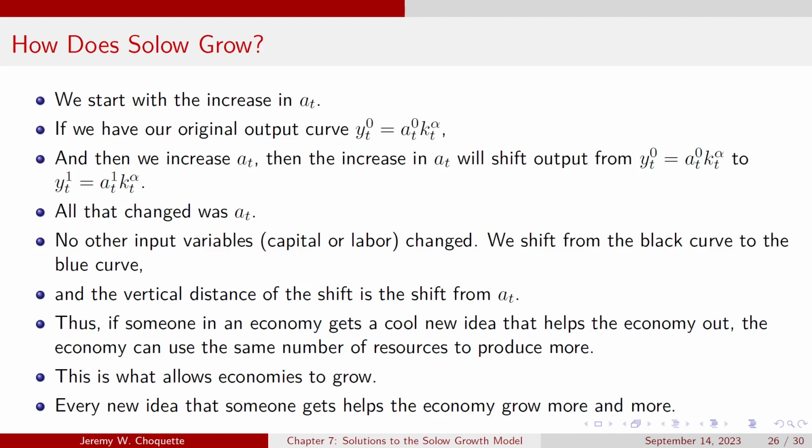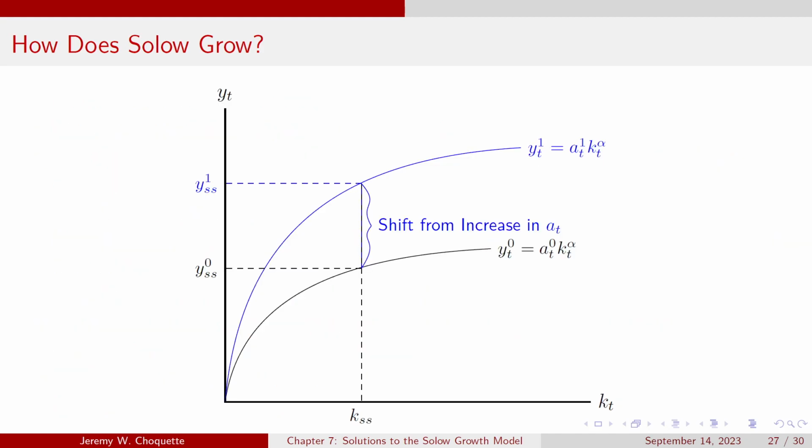Okay, so how does Solow grow? Well, let's say we start with an increase in A_t, right? Because that's going to be shifting our output curve. So I've got the original output curve, Y0 equals A0 times K_t to the alpha. That's what we see in black here, right? So the black curve is Y0 equals A0 times K to the alpha. And at that point, we've got our steady state capital and our steady state output.